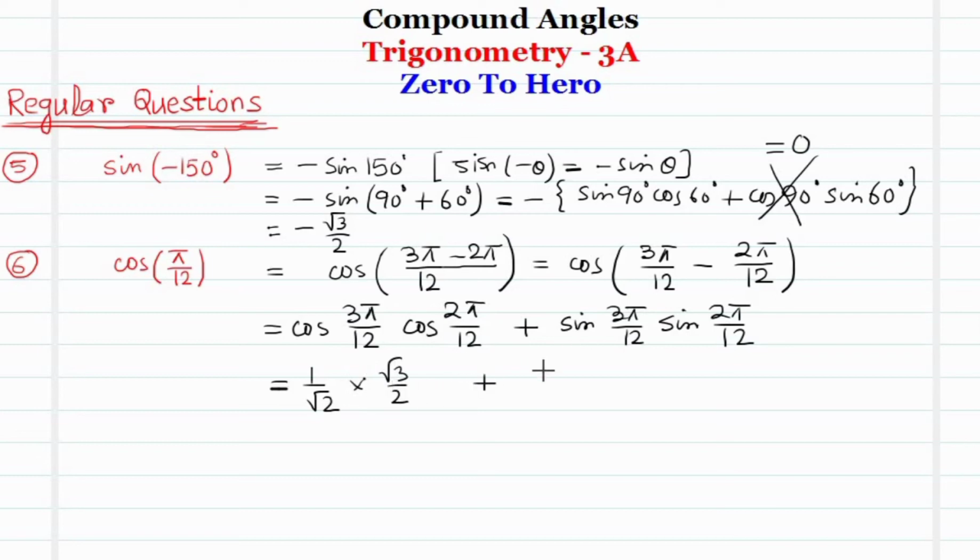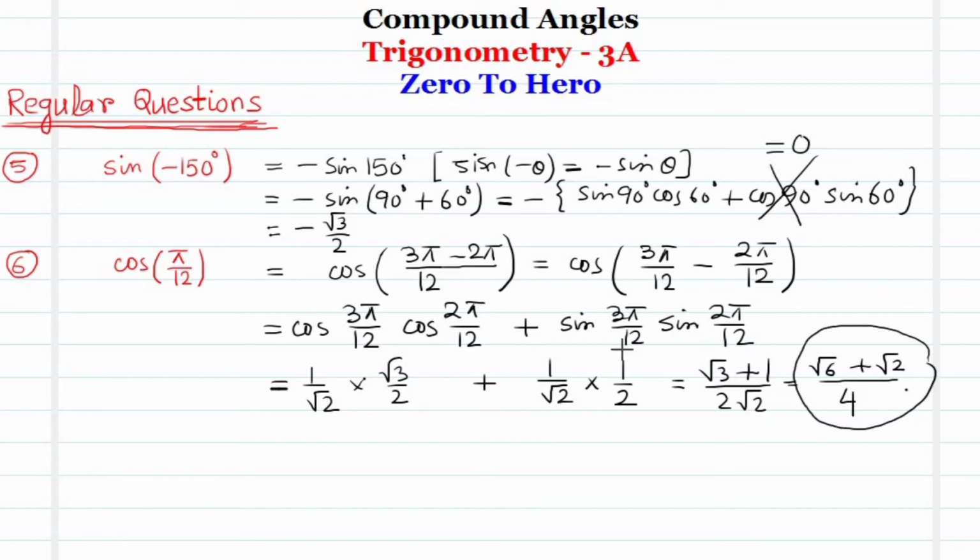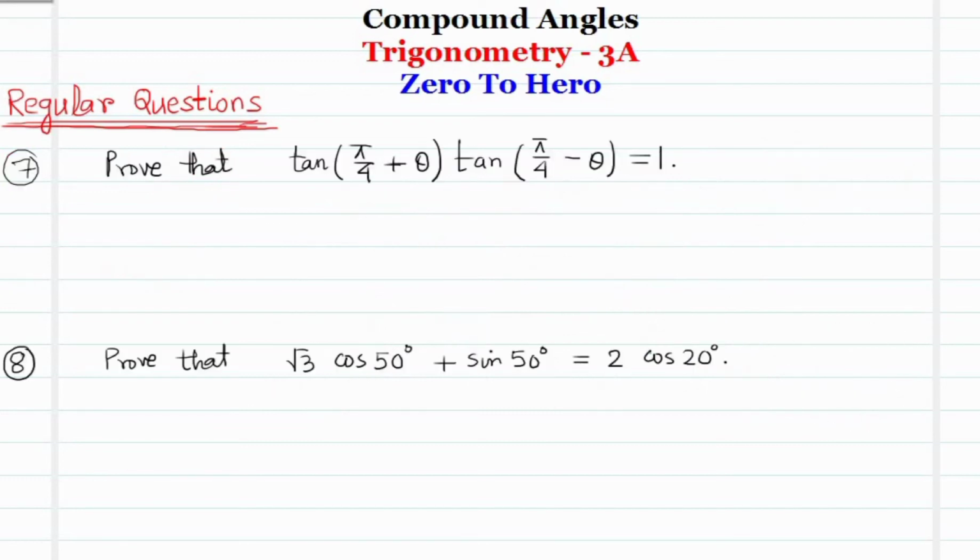Second one, sin pi by 3 pi by 12 is 1 by root 2 into sin pi by 6, which is equal to 1 by 2. That is the same as root 3 plus 1 by 2 root 2, and after doing a little bit of simplification, we can write it like root 6 plus root 2 by 4. So this is the answer, or this is the value for cos of pi by 12.